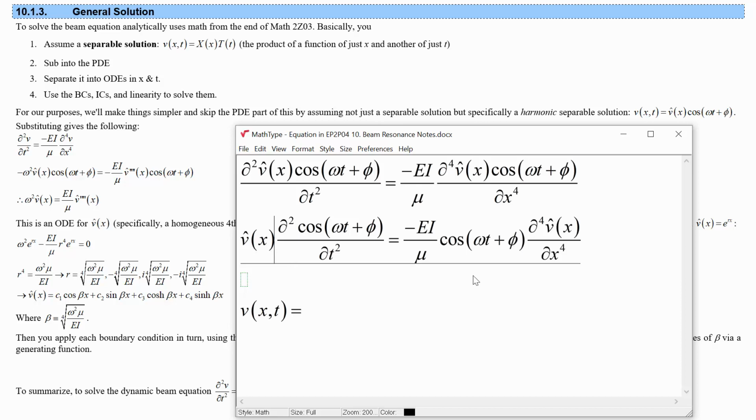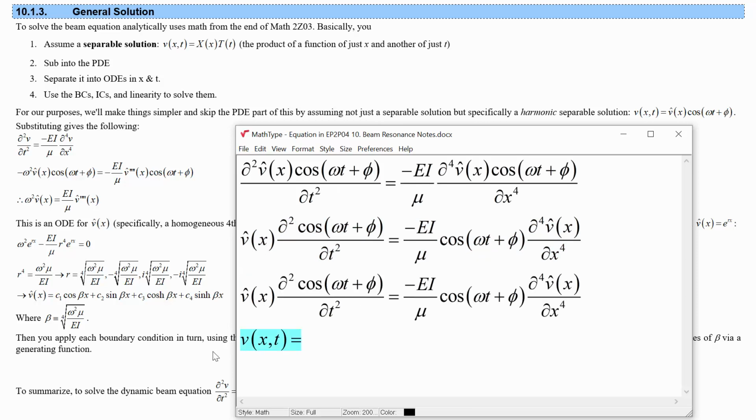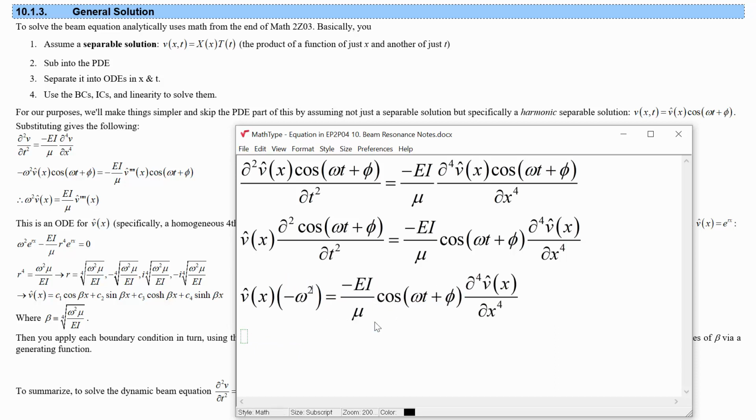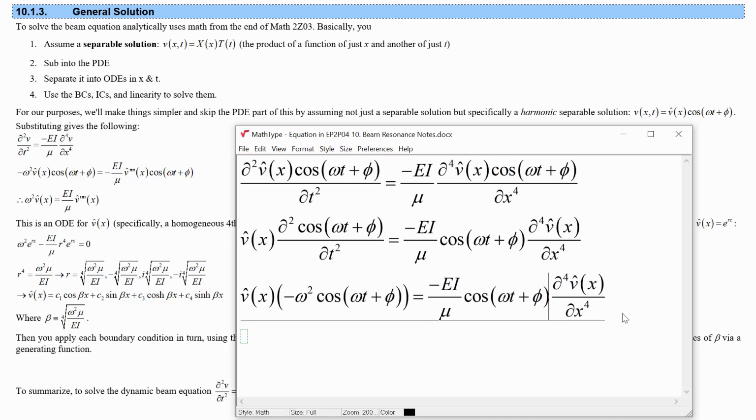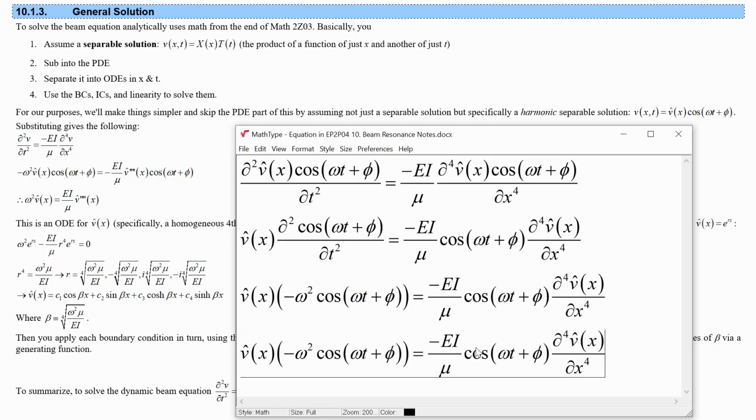Now on the left, we're left with a second derivative with respect to time. And if you take two derivatives of the cosine function, you get negative omega squared times that same cosine function back. On the right-hand side, we just are going to stick with our fourth partial derivative of v hat. Now, though, we can cancel the cosine, because in general, the only way to have the left-hand side equal the right-hand side for all time is if, because cos is not always going to be 0, the rest of this stuff is equal.